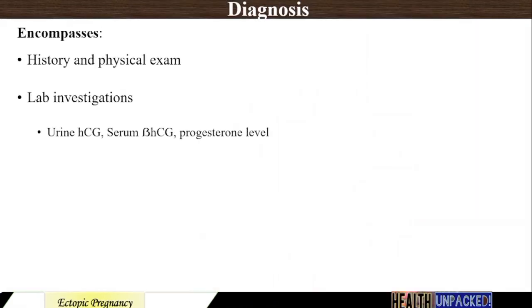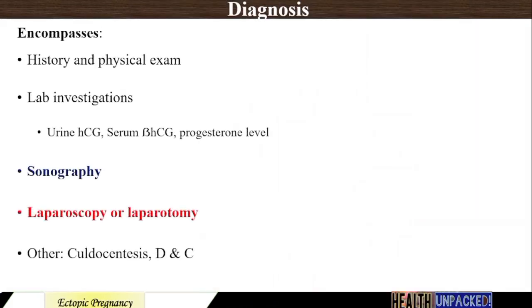The diagnosis encompasses history and physical exam, lab investigation, sonography, laparoscopy, laparotomy, and others like culdocentesis and dilatation and curettage. From history and physical exam, you can assess the risk factors, and you can assess from abdominal exam and vaginal exam, so you'll find some findings.